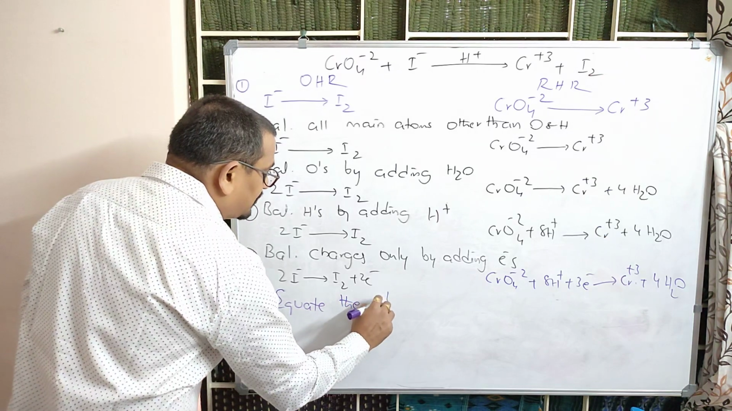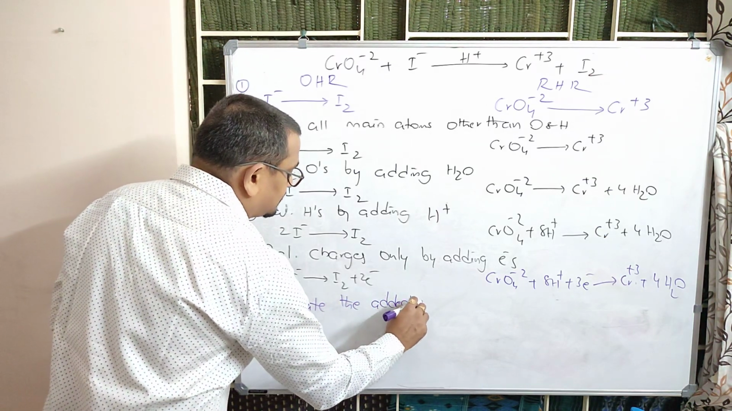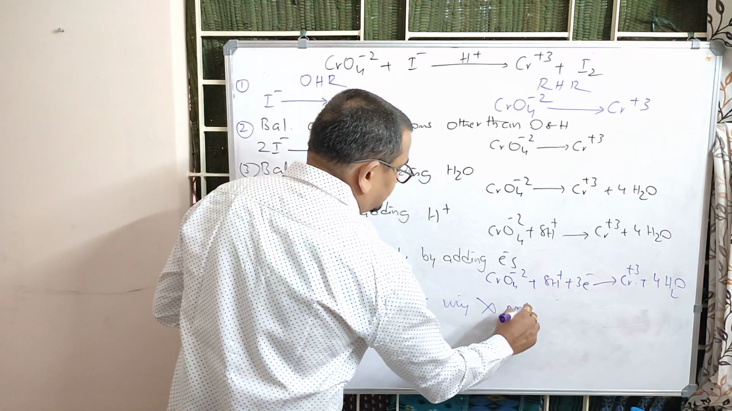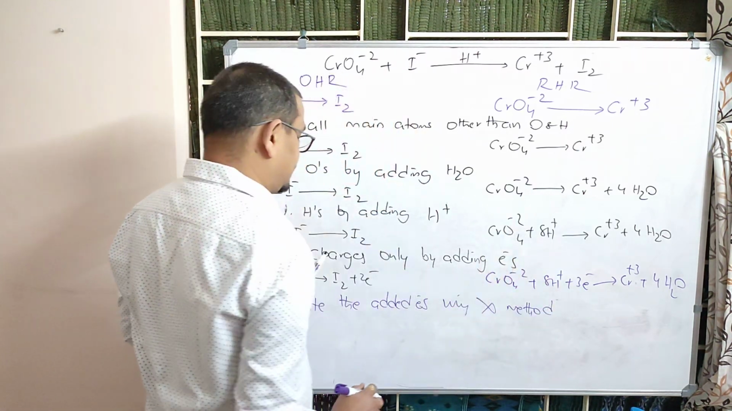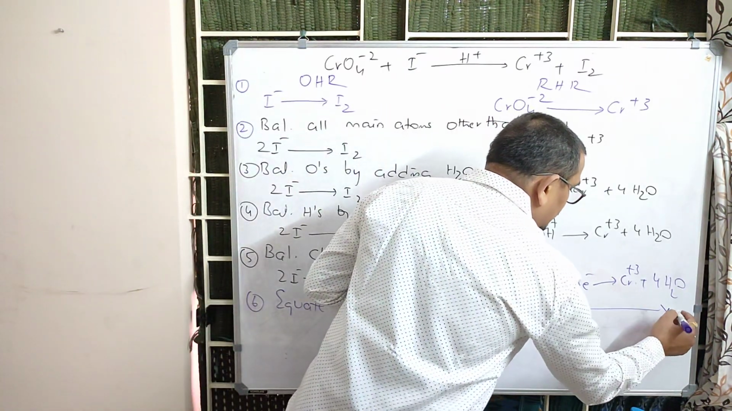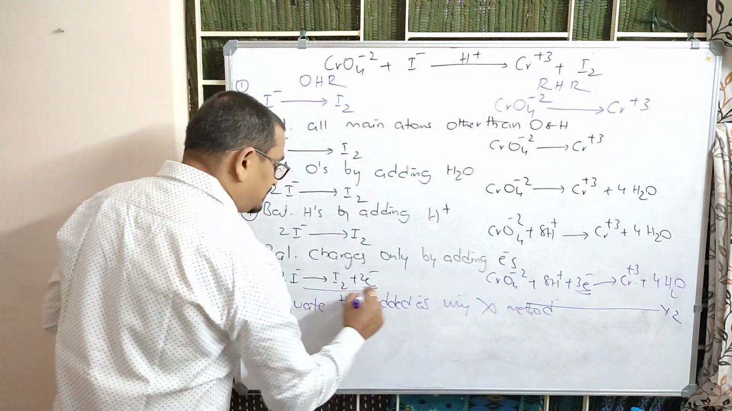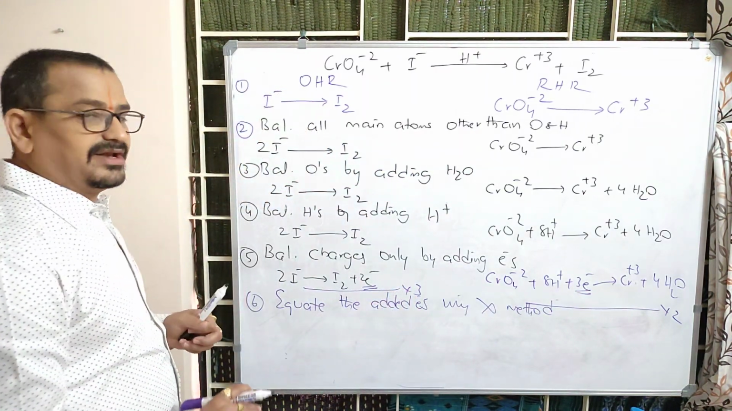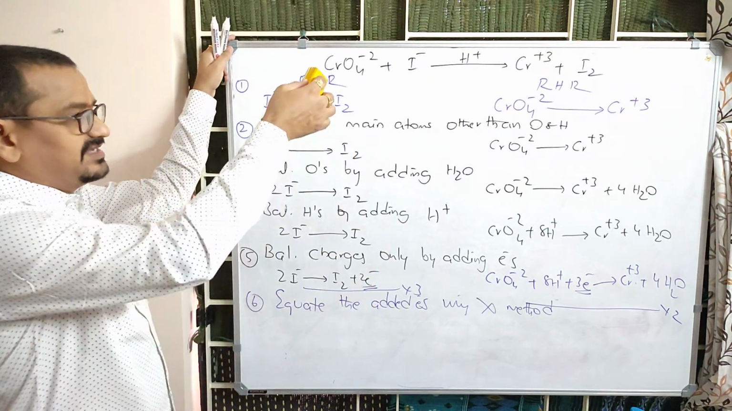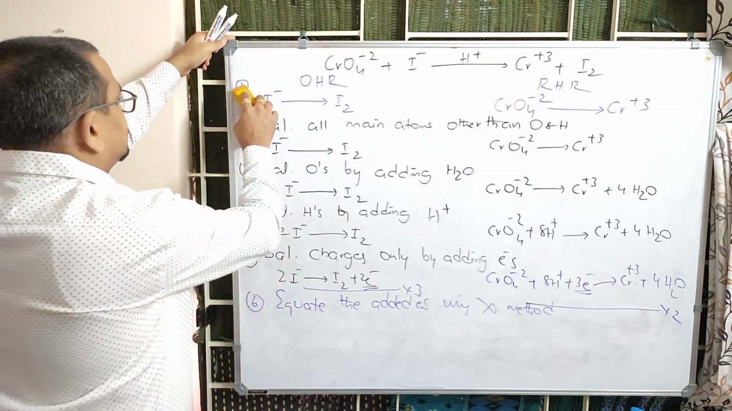Now our next step is equate the added electrons using crisscross method. How do you make them equal? With this 2, you multiply this whole equation. With this 3, you multiply this whole equation. 2 and 3. Now, let us multiply them using crisscross method. So, I think you are copying the lines.